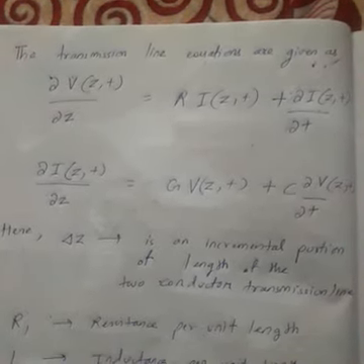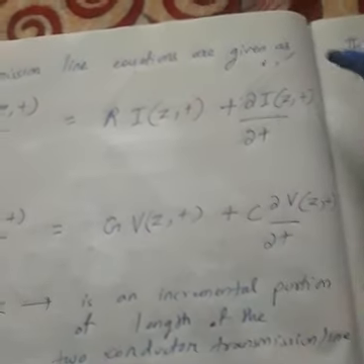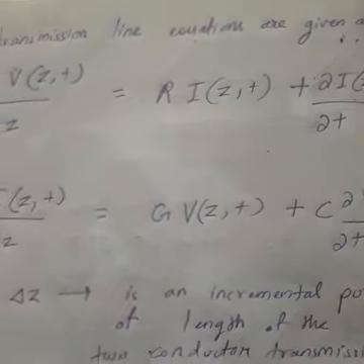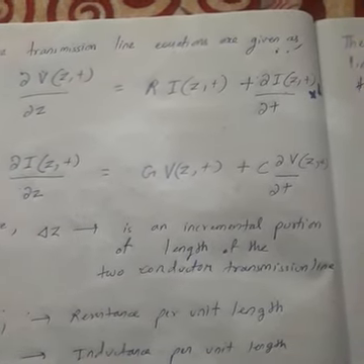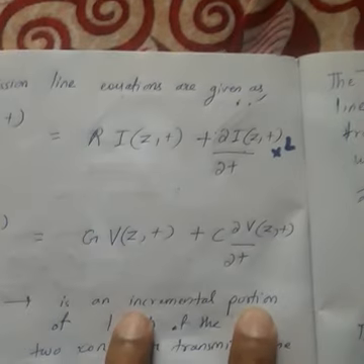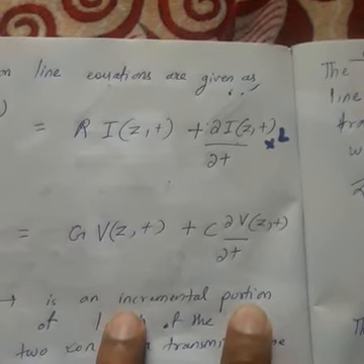So in the above equation, I have left out one L. So into L, L for inductance. The first equation: del V z of t by del z equal to R I z of t plus del I z of t by del t into L.